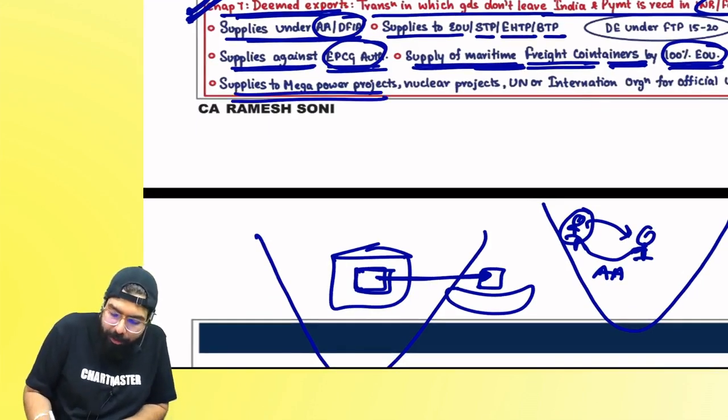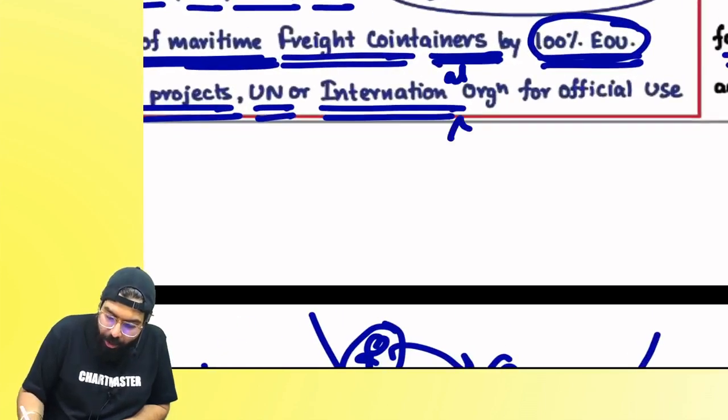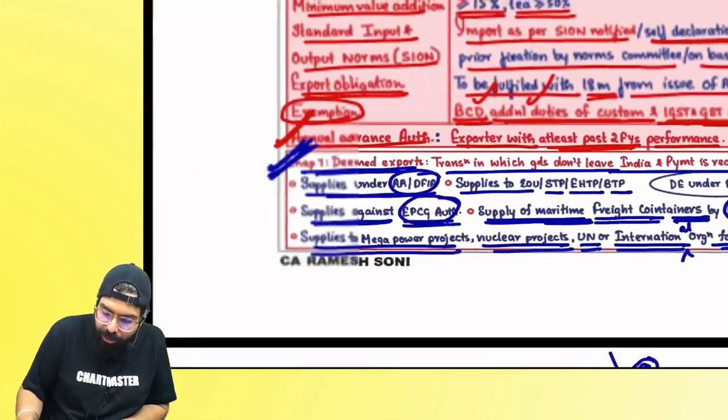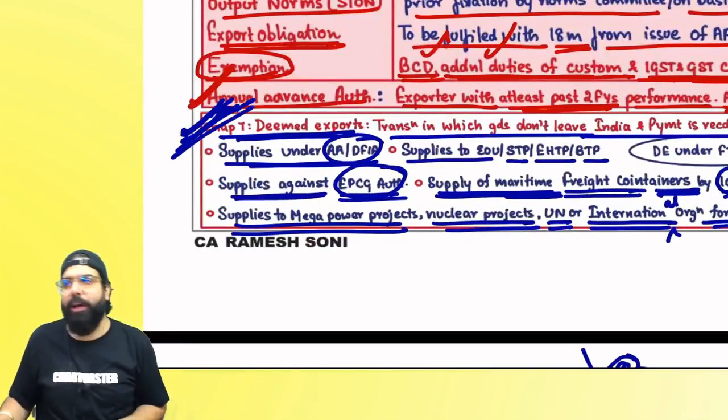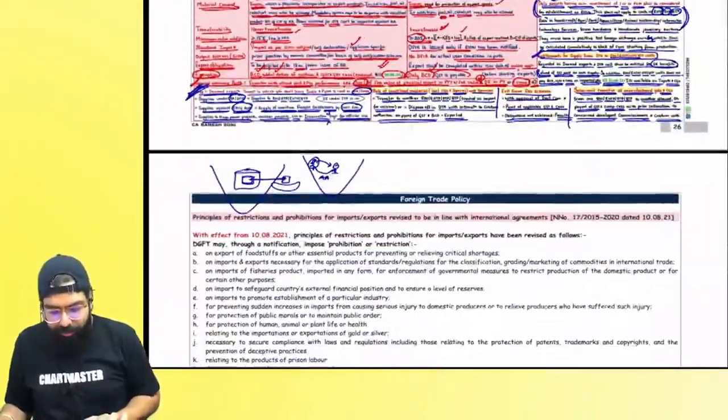Supplies to mega power project, nuclear project, United Nations or international organization for official use, then also it will be deemed export. They can ask you what are the items which are classified as deemed export under FTP.